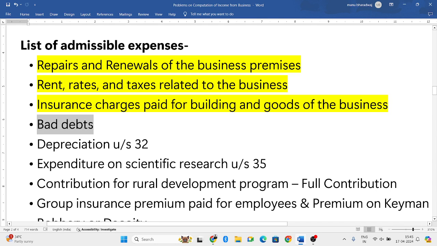Bad debts is nothing but, you would have given a credit to your customer and the customer will not pay you that, so you won't get that money at all. So you have lost that money, whatever you should have got. So that is a bad debt. Bad debts is also an admissible expense.